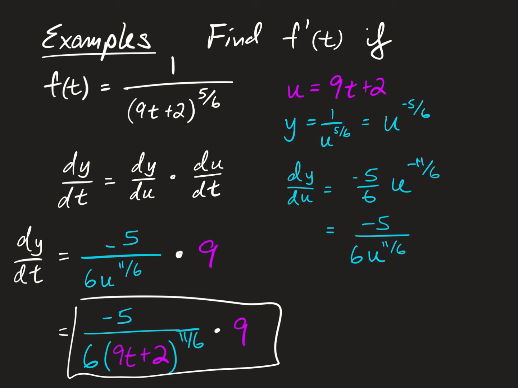out back. And yes, you can simplify this if you want to negative 15 over 2 times 9t plus 2 to the 11/6 power. Just simplifying the 9 with the 6 and then multiplying that 3 times negative 5 to get negative 15 on top. When a 3 canceled here, we have a 2 in the bottom. Okay, let's go on to the next example.